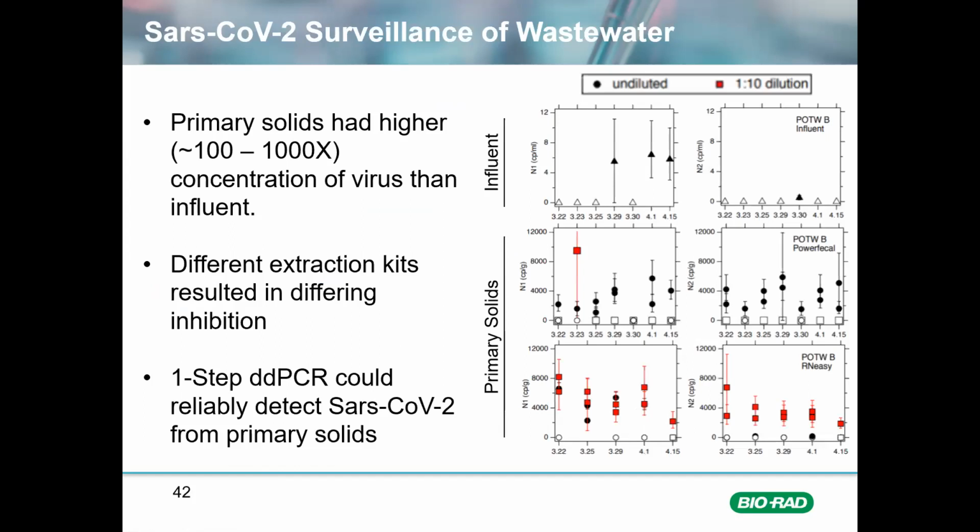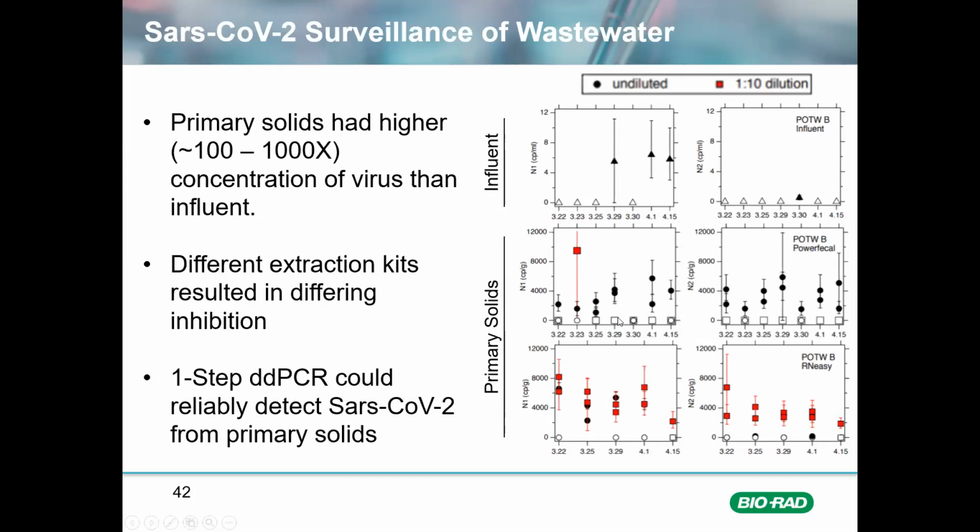So the first figure I'm showing you here is quite a complicated figure, but if we break it down, you can see that comparing influent versus primary solids, and this is all ddPCR data, with ddPCR, the primary influent, only a subset of samples, so each of these are different dates of collection, only a subset of these were they able to detect either N1 or N2. And this was also consistent with qPCR.